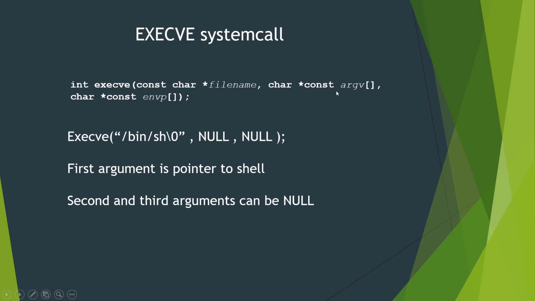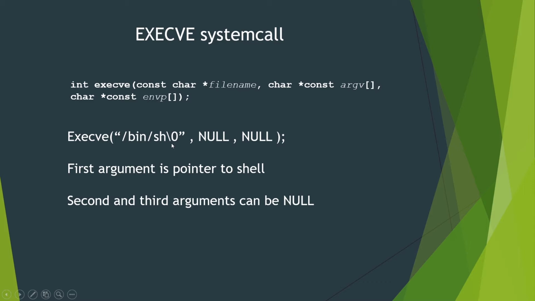And the next one is arguments. If this command takes any arguments, you need to place the arguments here. And then lastly, we need to place the environment variable, and this can be null in our case. What we are going to achieve with this system call is we will execute the shell. To execute the shell, you need to type execve of, and the first argument is /bin/sh and \0. This is the null terminator.